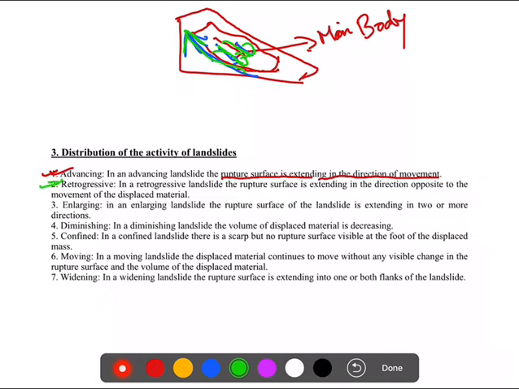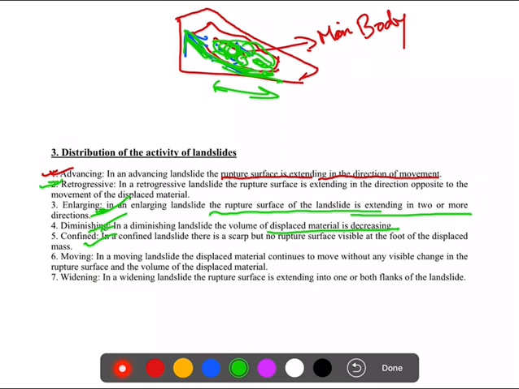Then enlarging. What is an enlarging landslide? The rupture surface of the landslide is extending in two or more directions. If the rupture surface extends in two or more directions, this way and this way, both ways, that is called enlarging. Diminishing. What is diminishing? The volume of the displaced material is decreasing. With distance, the volume of the displaced material will go on reducing, so that is called diminishing.